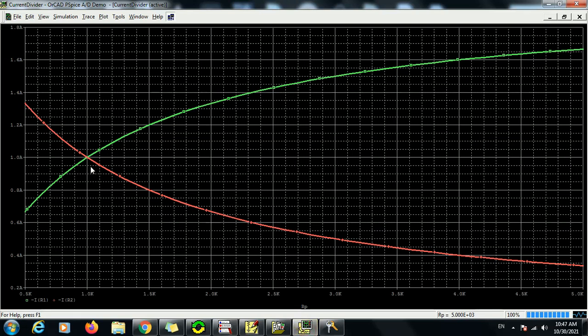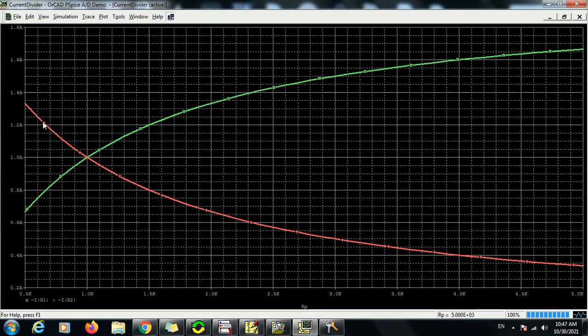So if both resistors have the value 1 kilo ohm, the current will be divided equally between the 2 resistors, and the current will be 1 ampere in each of the 2 resistors. As we change the value of R2, we get less current flowing in R2, but more current in R1. And the sum at any time must be equal to 2 amps, since this is the total current source that we have.